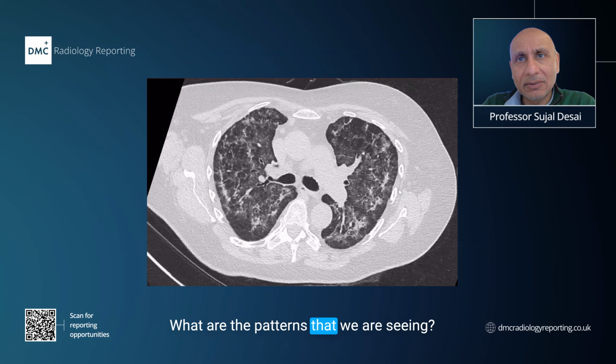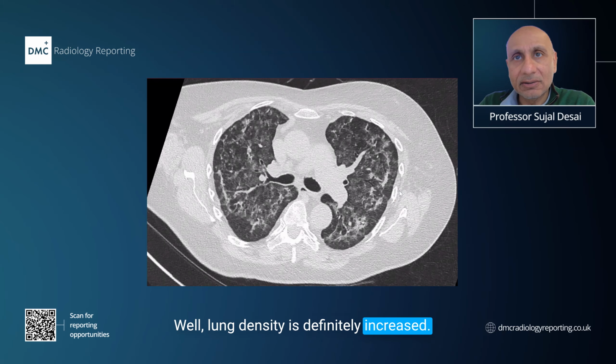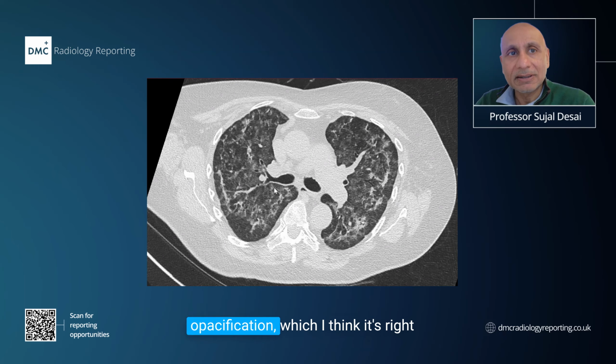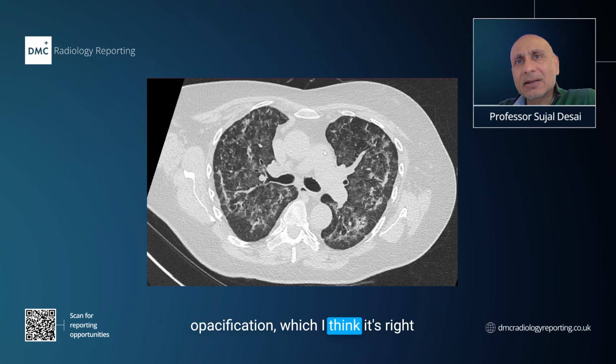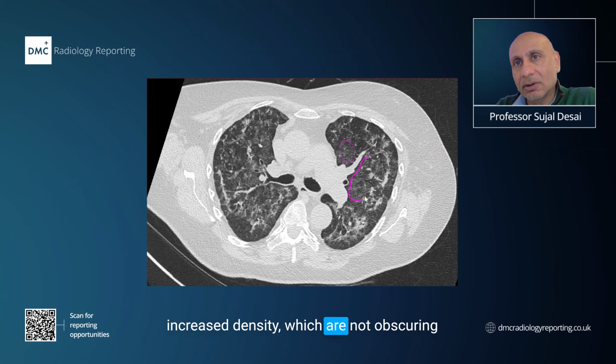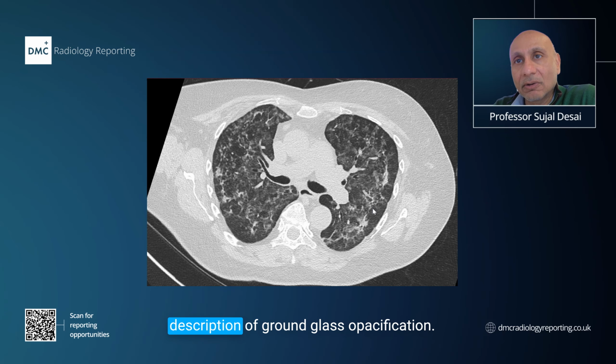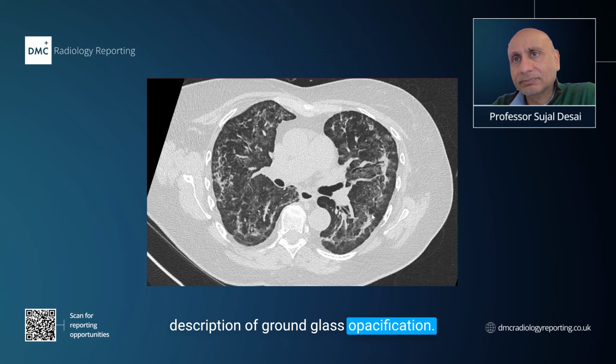What are the patterns that we're seeing? Well, lung density is definitely increased. We've got areas of ground glass opacification, which I think it's right to say is the predominant pattern. Everywhere we look, there are areas of increased density which are not obscuring the bronchial and vascular markings. Classical description of ground glass opacification.